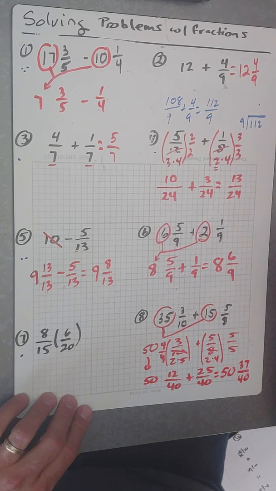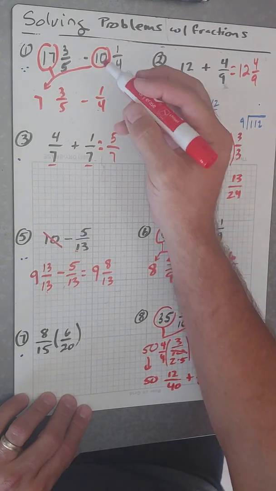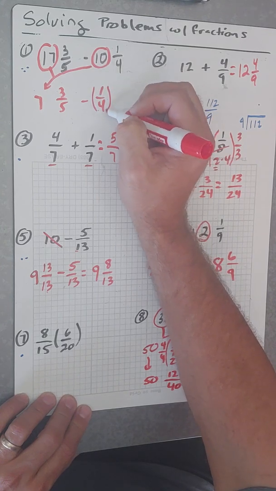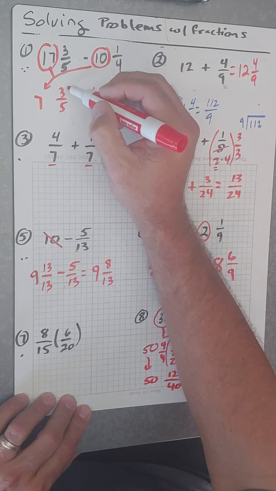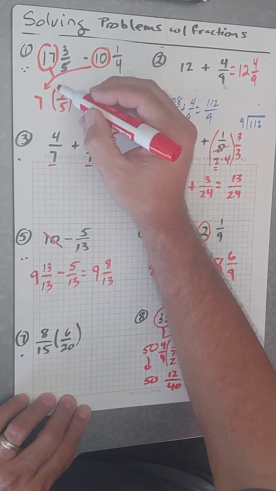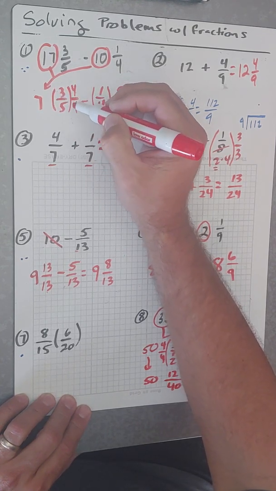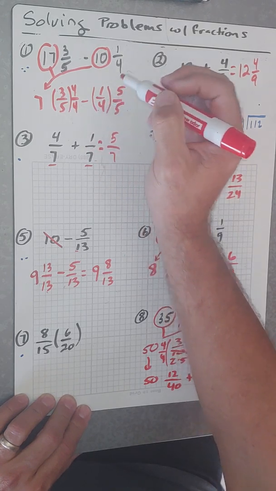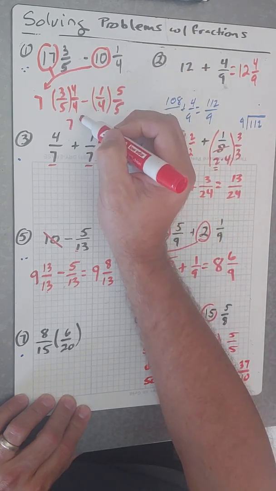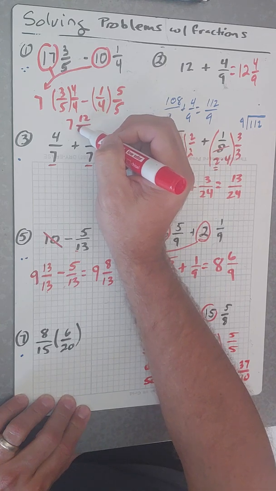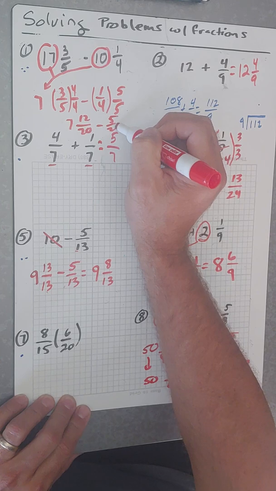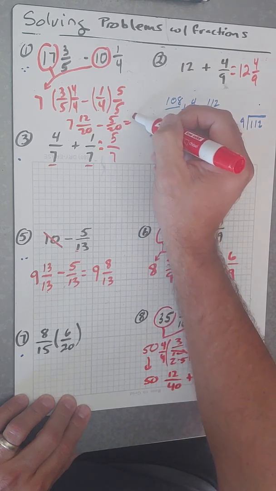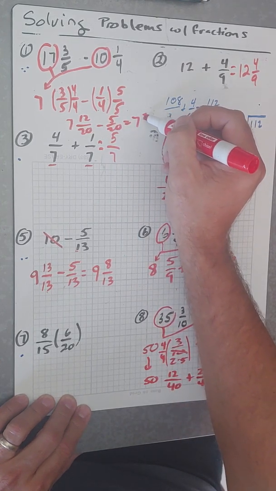This is a little bit easier problem because there's nothing that I can do to break it down. So I'm going to multiply this one by 5 over 5 because that denominator does not have a 5 in it. I'm going to multiply this one by 4 over 4 because that denominator does not have a 4 in it. So then I'm left with 7 and 12/20 minus 5/20, which equals 7 and 7/20.